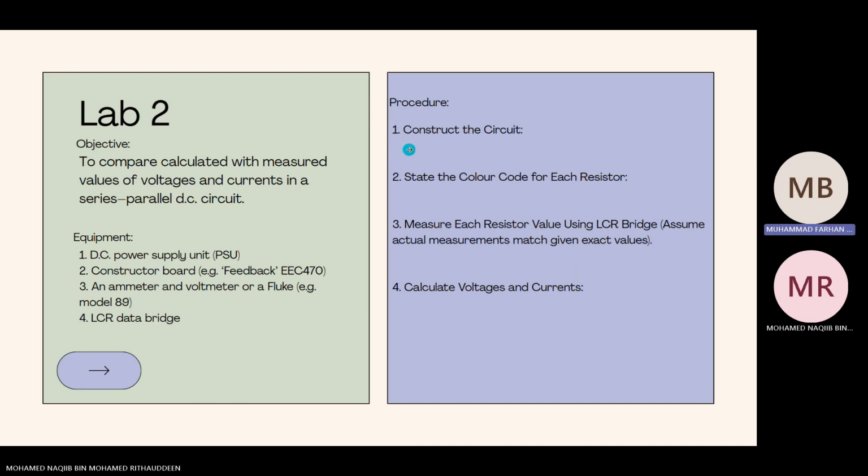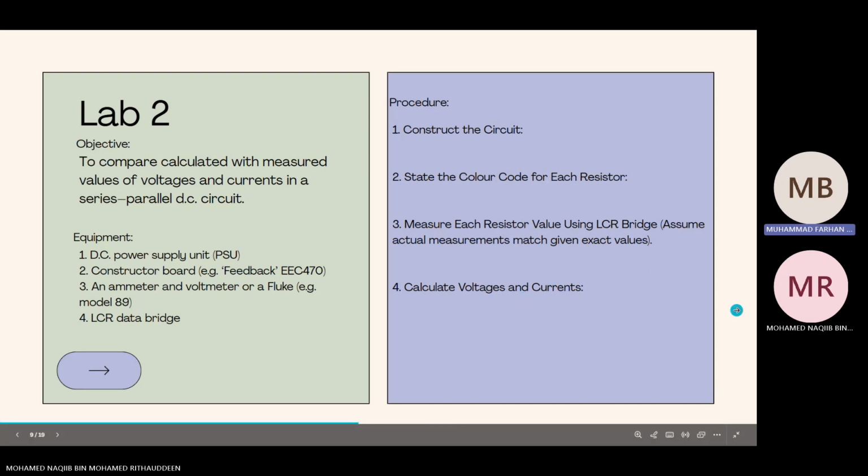For the procedure, first we construct the circuit, then state the color code for each resistor, and then measure each resistor value using the LCR bridge, and check that the values match what we expect. And last is to calculate voltage and current using formulas. Okay, next.